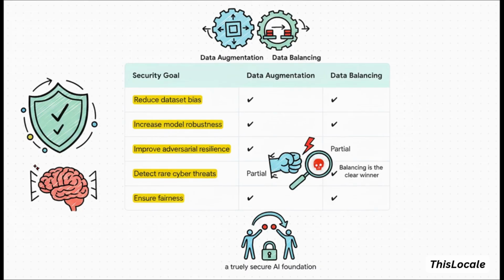You want to reduce bias and make the model more robust? You need both. Want to improve resilience against adversarial attacks? Augmentation is the big player, but balancing definitely helps. But when you're talking about detecting those super rare cyber threats, balancing is the clear winner there. They're not competing with each other. They're complementary forces that work together to create a really secure AI foundation.